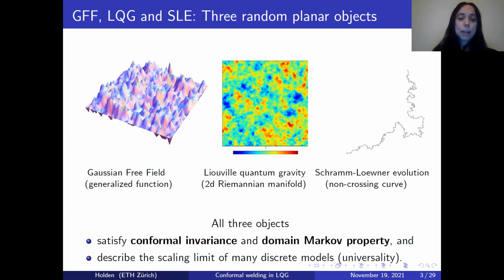A second property that all three objects have in common is that they describe the scaling limits of many discrete models. We talk about universality because there is a large class of discrete models converging to these objects, such that the asymptotic behavior of the discrete model is typically not too dependent on the details of the discrete model. Since these three objects have so many properties in common, it's maybe not so surprising that there are many interesting relationships and interplays between these objects. And this is what we will be exploiting in this talk.